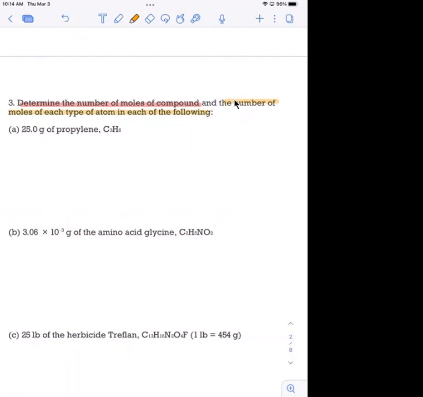There's an approach that we're going to take, because if you find the moles of compound, what you have to understand is that also the moles of each atom have to add up to the moles of that compound. All right, so let's do it.